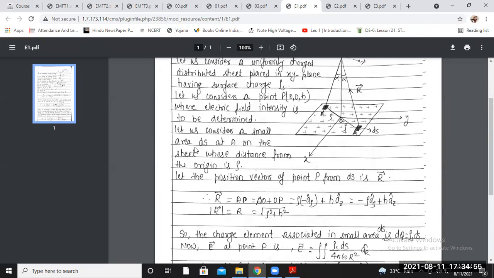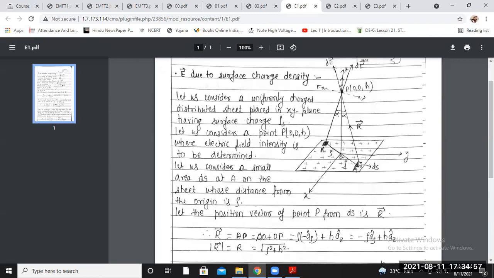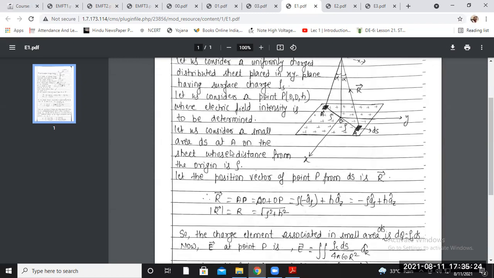Let us consider a small area dS. This is our small area dS, whose distance is at rho, as this is the distance we have calculated from the z axis. When you extend this positive z axis in the negative direction, you will find that this small area, at the point A, having the area dS, is at a distance of rho. Now let us consider small area dS at A. This is the point at which the small area is taken.